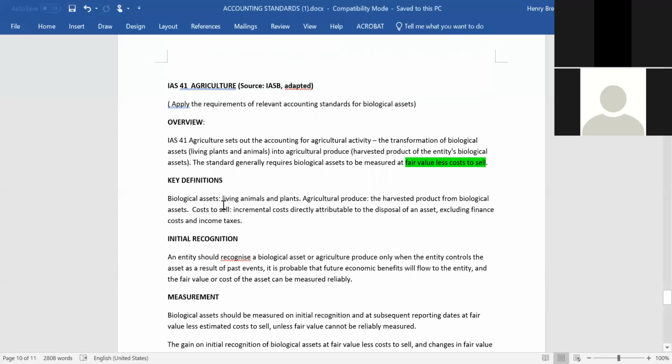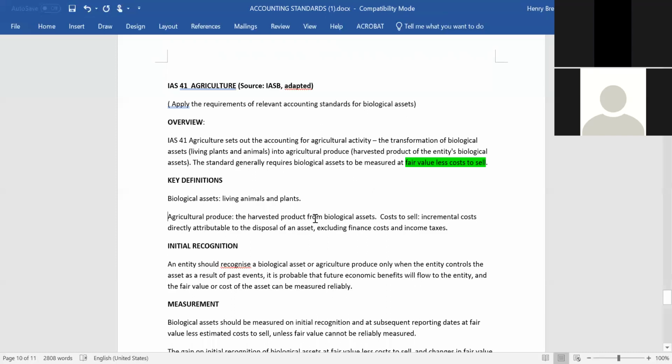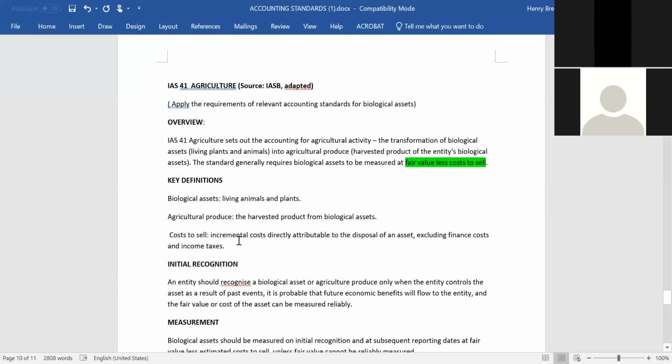Key definitions: biological assets. What is a biological asset? We are talking about living animals and plants. Agricultural produce is also important terminology to note by students. When you talk about agricultural produce, we are talking about the harvested product from biological assets, which can be a living animal or a plant. Cost to sell is the incremental cost directly attributable to the disposal of an asset, excluding finance cost. What is a finance cost? A finance cost is interest. When you talk about finance cost, we are talking about interest and income taxes.